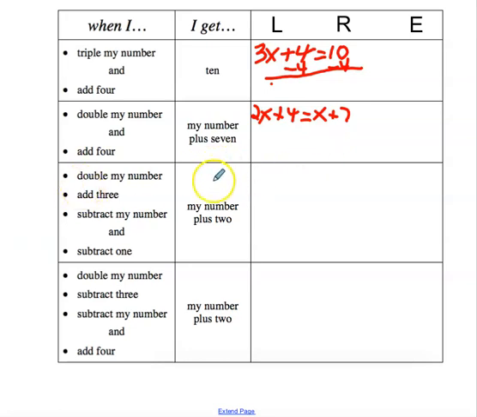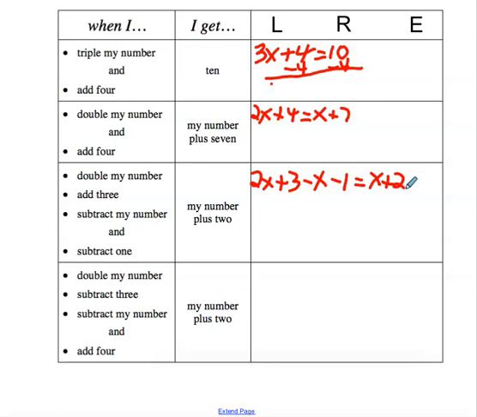Again, we're just writing this out. Write what you see. Double my number. We've already done that. 2x, add 3. Subtract my number and subtract 1. What do I get? I get my number plus 2. So go ahead, pause the video if you didn't get that, but now you have it, and try and solve it. And when you get done, unpause the video.